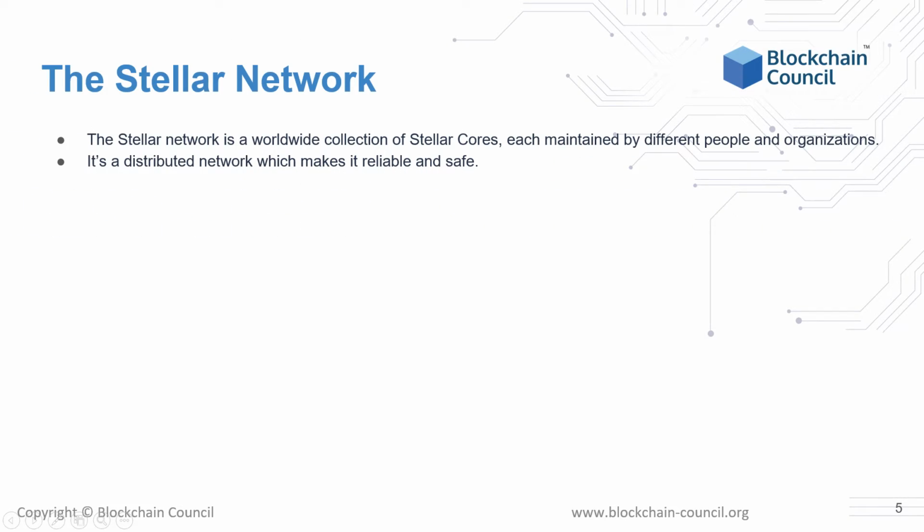The Stellar Network is a worldwide collection of Stellar cores, each maintained by different people and organizations. The distributed nature of the network makes it reliable and safe. All these Stellar cores are a network of nodes eventually agreeing on sets of transactions. Each transaction on the network costs a small fee, which is 0.001 XLM. This fee helps to prevent the network from attacks and spamming.